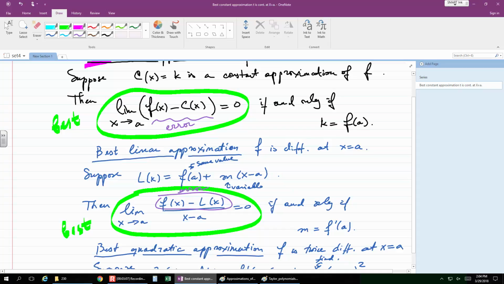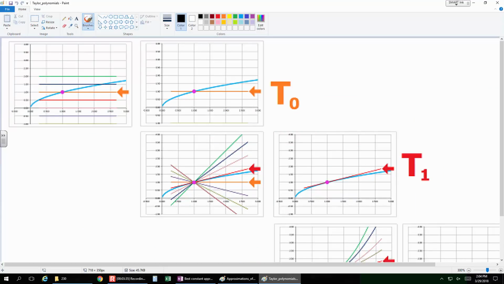So we want the best approximation among all linear functions. After all, a constant function is also a linear function. On one hand, we allowed ourselves to have functions other than just a constant, but we also put a higher standard on it. We want this condition to be satisfied. So among all the linear functions that still pass through that point, we picked the best one, which turns out to be the tangent line.